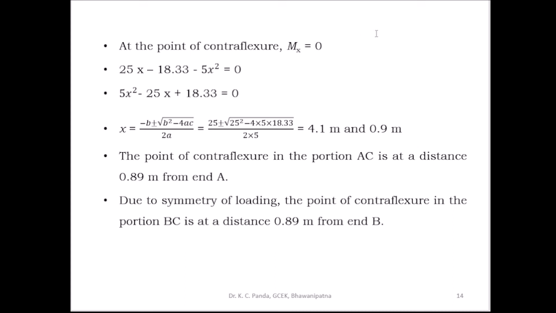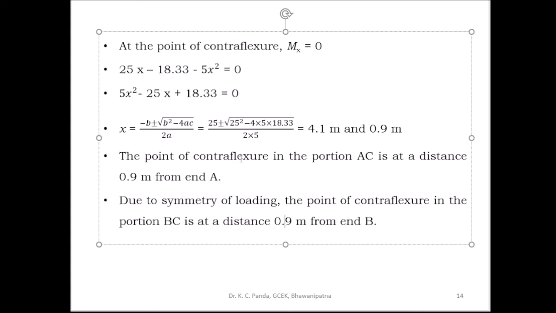So here you got x is equal to 4.1 meter and 0.9 meter. The value 4.1 is greater than the length of the beam, so you do not consider it as a point of contraflexion. Only you have to take the point of contraflexion distance, this is 0.9 meter.